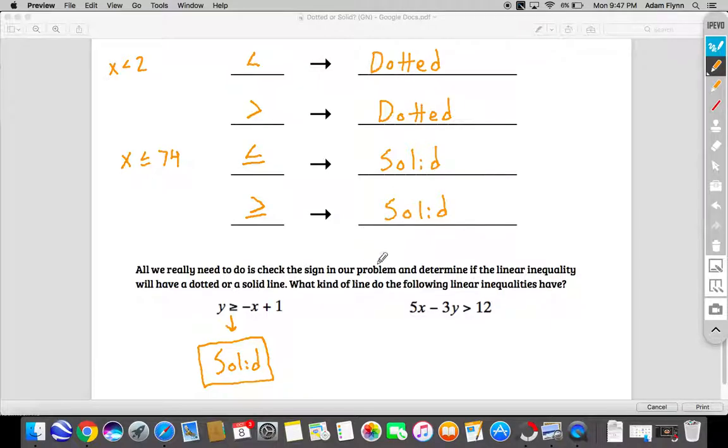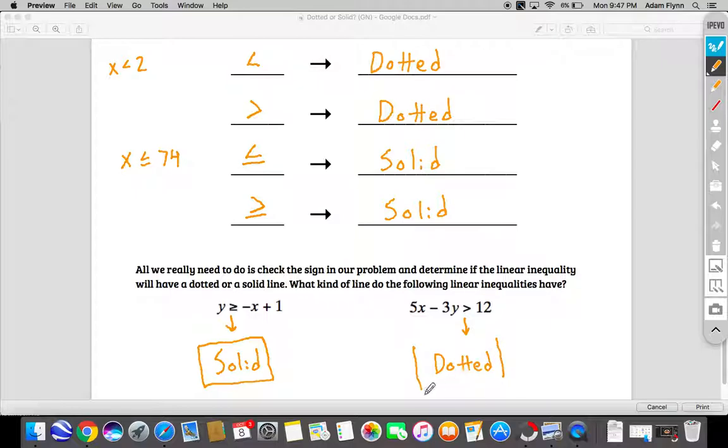Okay, so looking over here at this standard form inequality, we have 5x minus 3y is greater than 12. Okay, so we take a look at our sign. It is greater than. I go up here to my key. Whenever I have a greater than sign, I will have a dotted linear inequality. Therefore, this will be dotted.